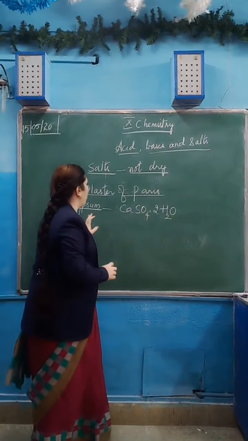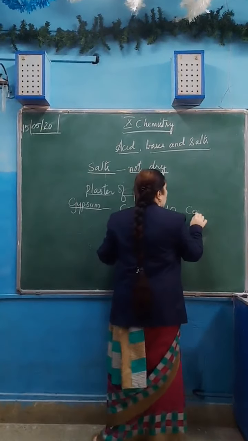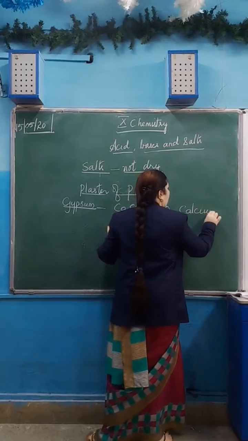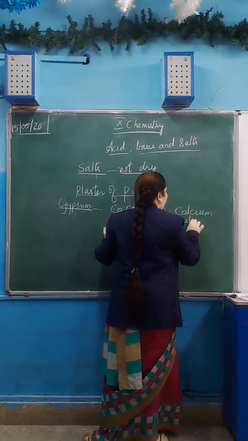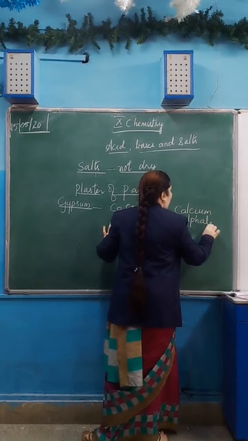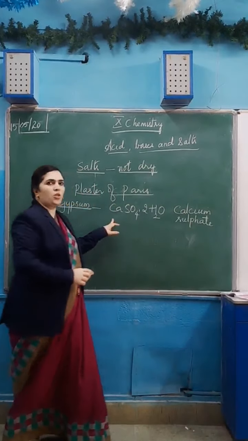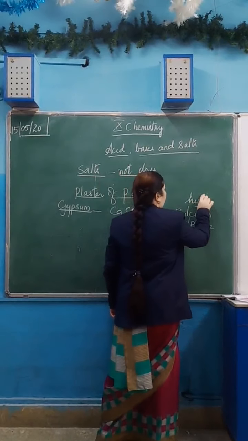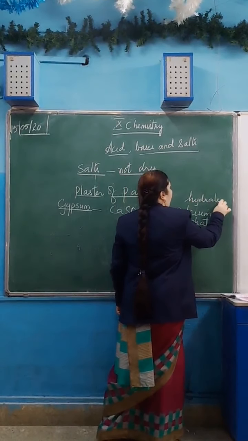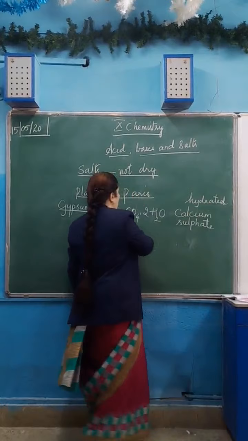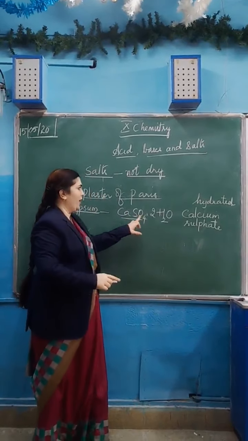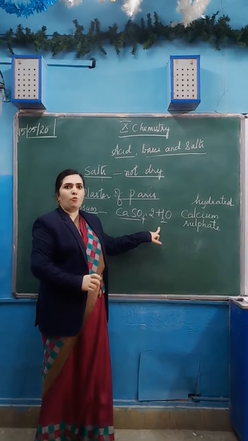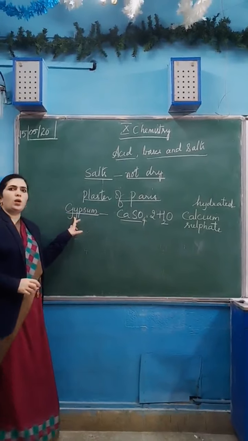Gypsum's chemical name is what? Calcium sulfate. Hydrated calcium sulfate you have to say, because per molecule of calcium sulfate there are 2 molecules of water, that is gypsum. Gypsum is also a salt.